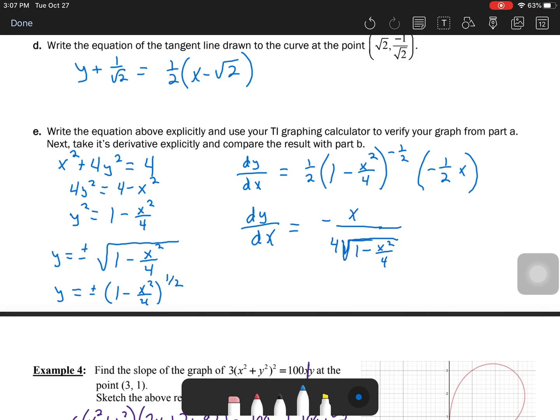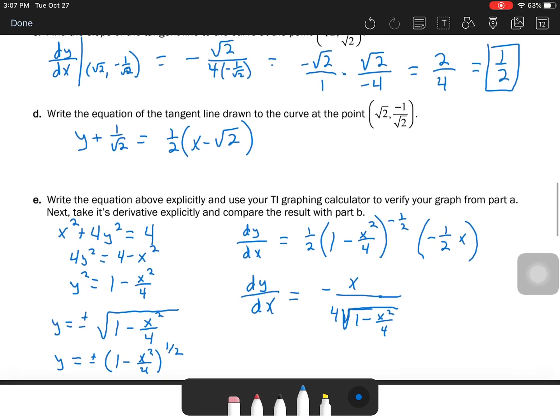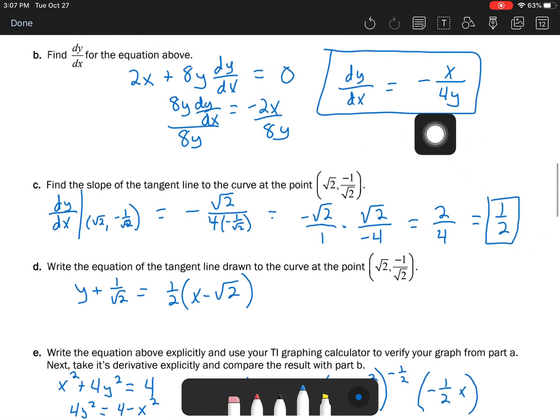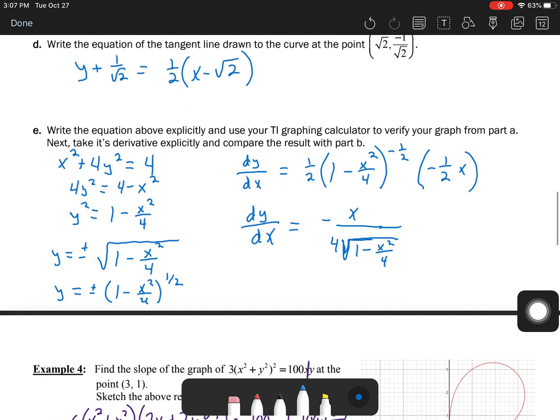And now I'm supposed to compare this to the answer that I had before. Now the answer I had before was this, negative x over 4y, which looks a bit different, but let's take a closer look. We don't have any y's in this one, so what does y equal when I simplify? So it's negative x over 4y, right? Well, I have negative x over 4 and then this expression, but really isn't this expression equal to what I have for y right here?